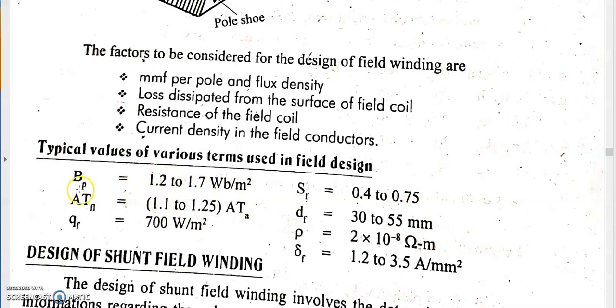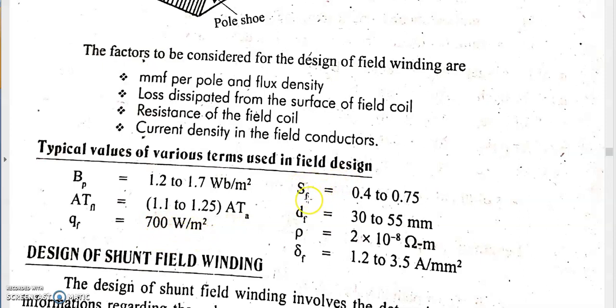So Bp is the pole flux density, 1.2 to 1.7 Webers per meter square. ATfn is the field ampere turns at loaded condition. So that is 1.1 to 1.25 times the armature ampere turns. So field ampere turns at full load condition is 1.1 to 1.25 times the armature ampere turns. And qf is the loss dissipation, that is 700 watts per meter square for this field system.